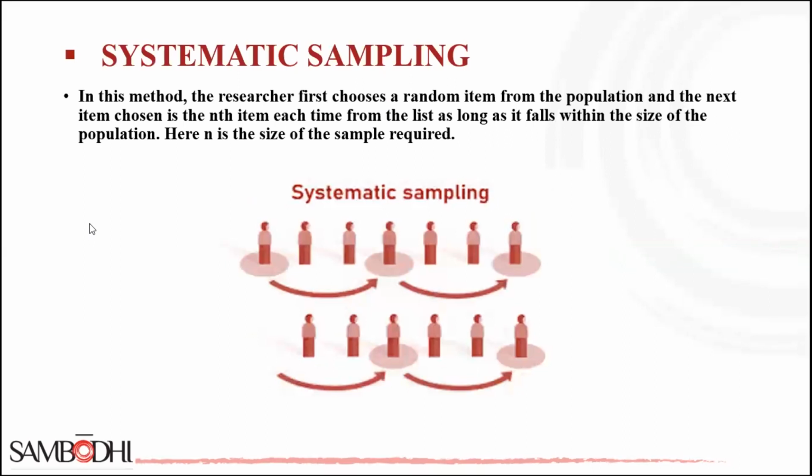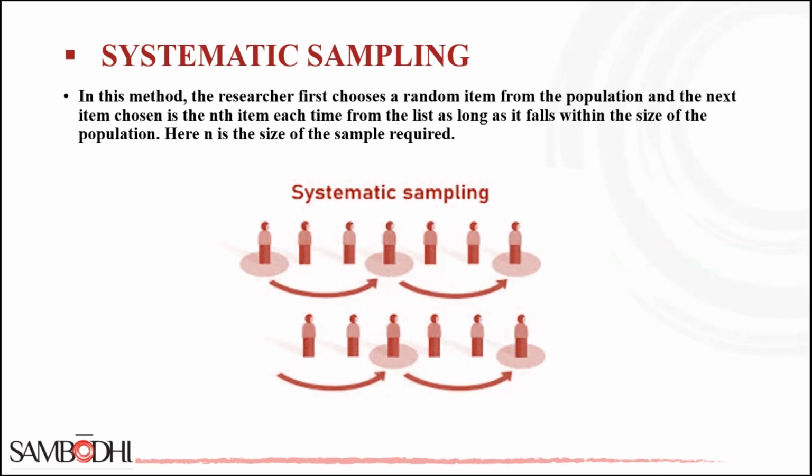Next is systematic sampling. So the name itself says it will be very systematic. In this method, the researcher first chooses a random item from the population, and the next item chosen is the nth item each time from the list, as long as it falls within the size of the population. Here n is the size of the sample required.